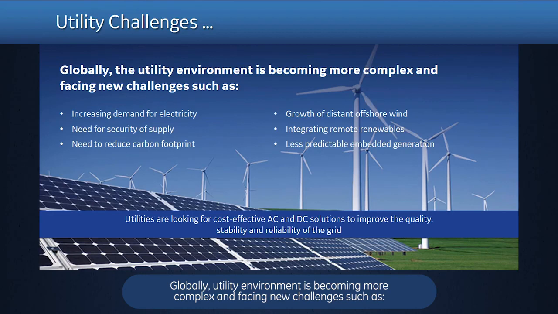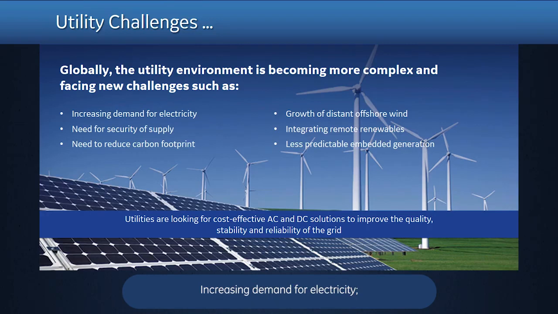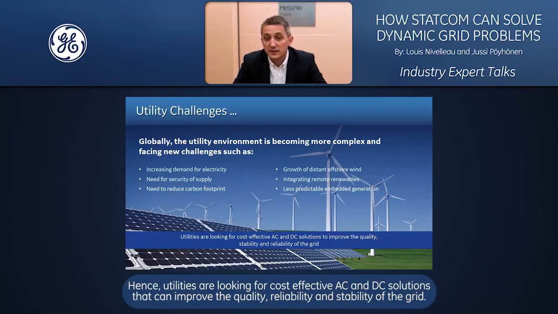Globally, the utility environment is becoming more complex and facing new challenges, such as increasing demand for electricity, need for security of supply, or even integration of renewables. Hence, utilities are looking for cost-effective AC and DC solutions that can improve the quality, reliability, and stability of the grid.